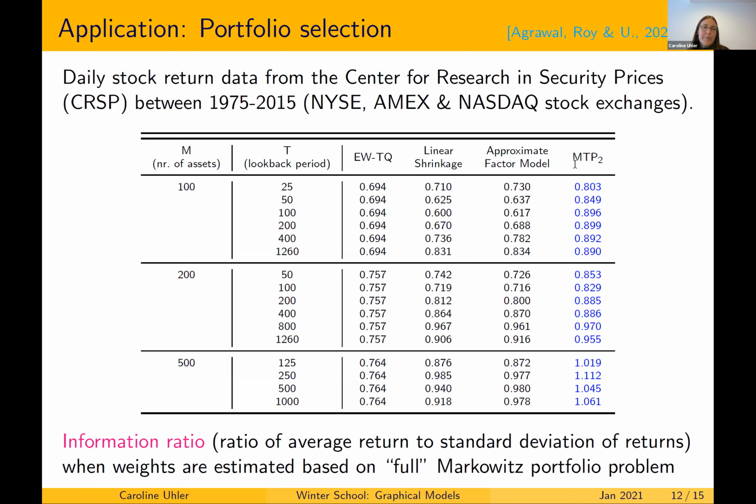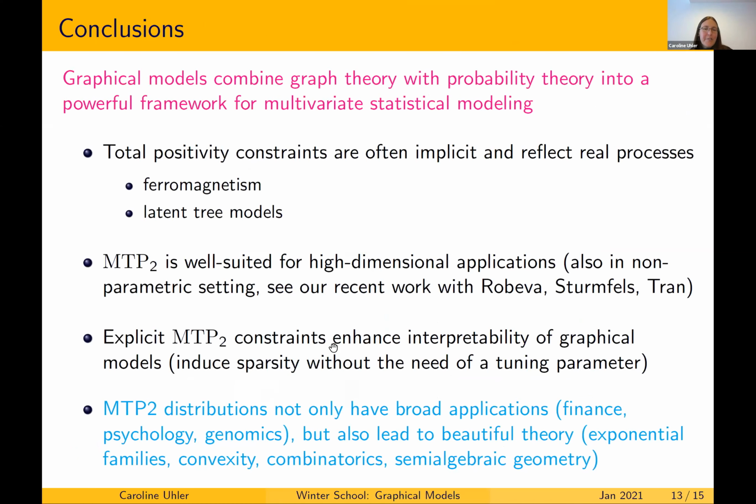So I just have a little bit of an overview here. I think I already said everything. I think these MTP2 distributions not only have broad applications, but also lead to really beautiful theory. I only touched on very little of it, but there is a whole lot of other stuff. It leads to nice semi-algebraic geometry, combinatorics, etc. And I have the references here if you're interested. In particular, I have all the total positivity references if you care about them.